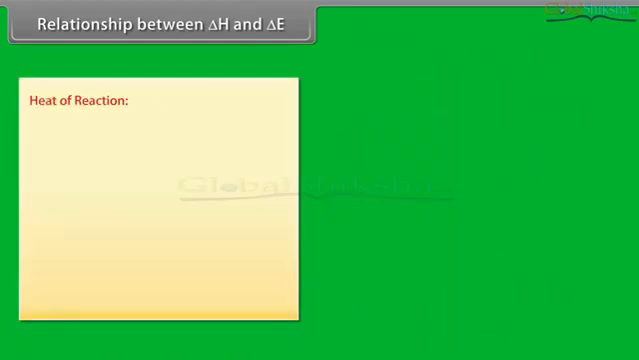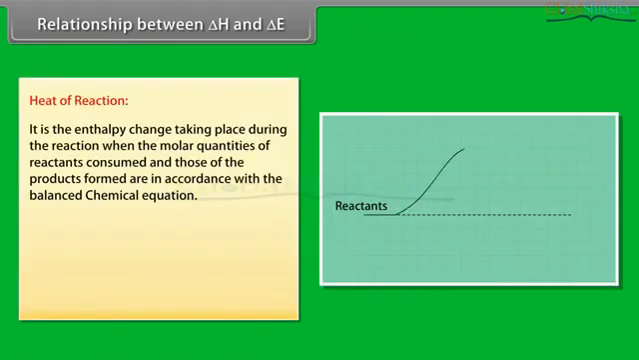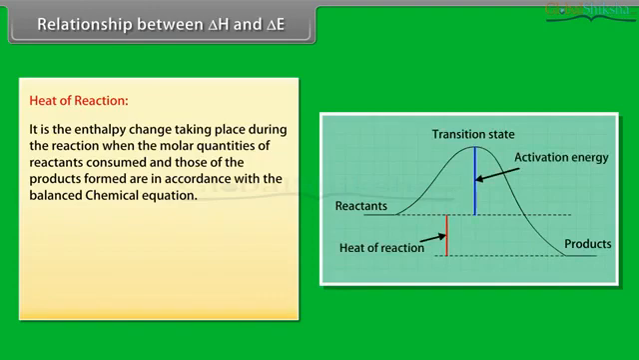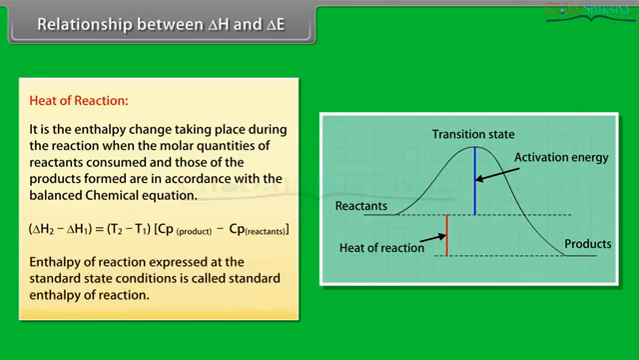Heat of reaction. It is the enthalpy change taking place during the reaction when the molar quantities of reactants consumed and those of the products formed are in accordance with a balanced chemical equation. Delta H2 minus delta H1 equals T2 minus T1 multiplied by Cp of products minus Cp of reactants. Enthalpy of reaction expressed at the standard state conditions is called standard enthalpy of reaction.